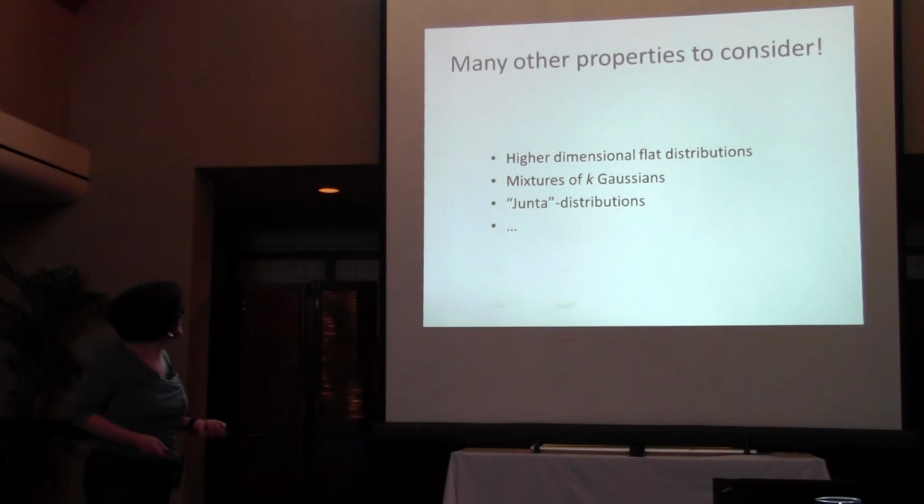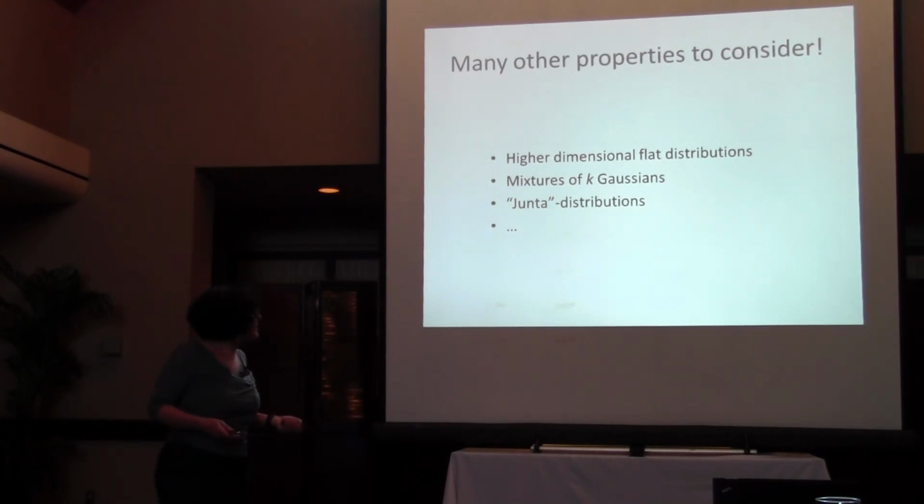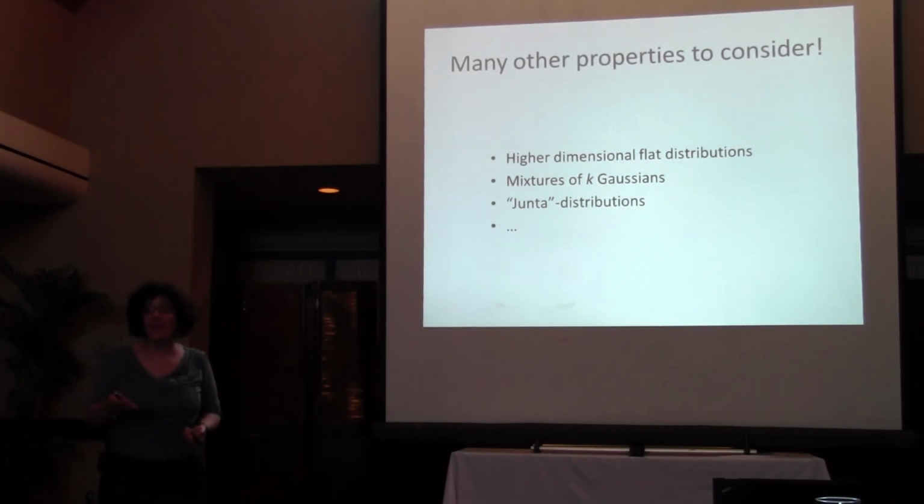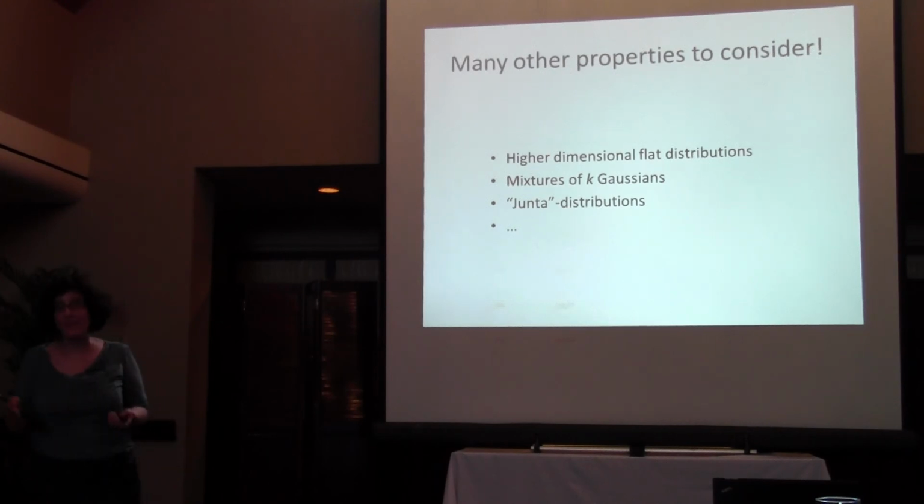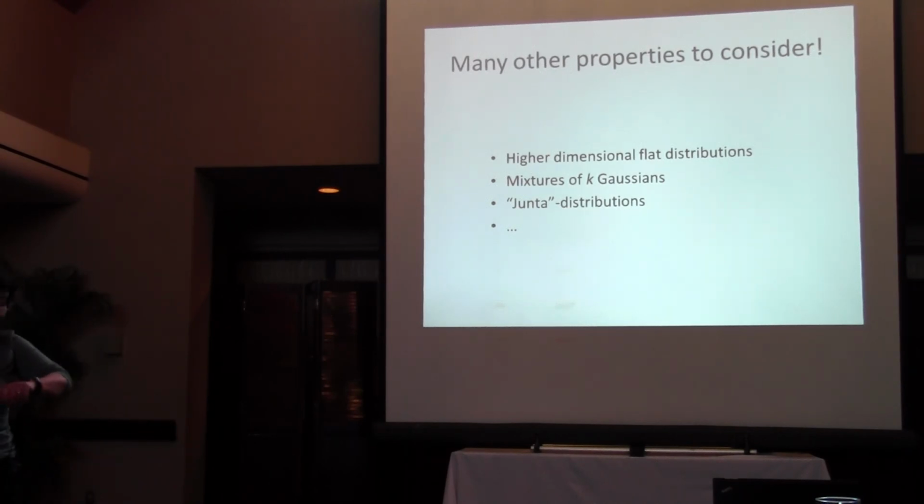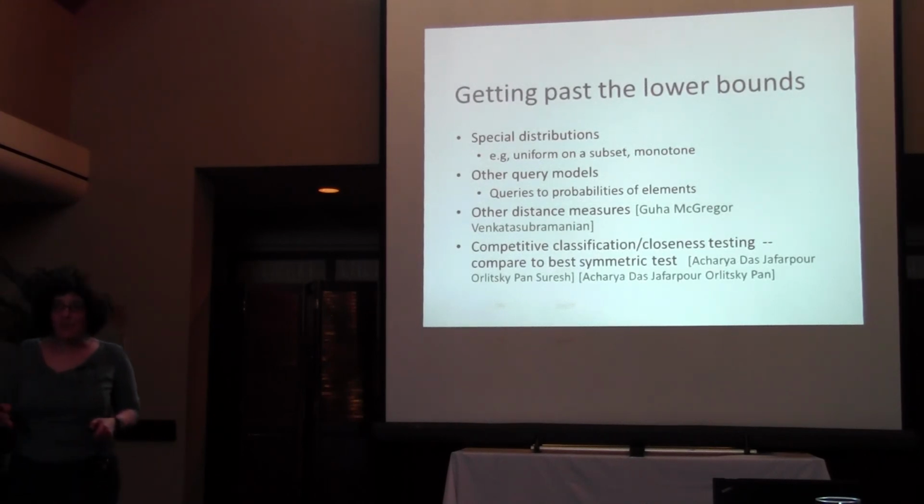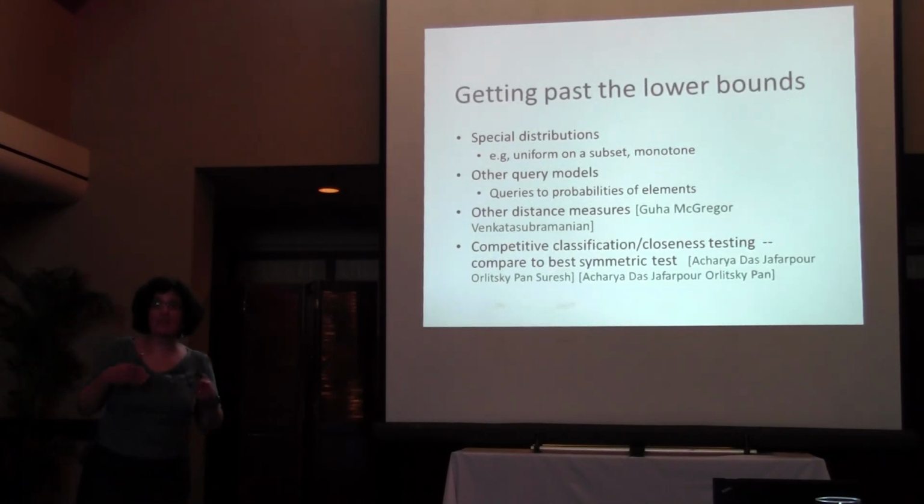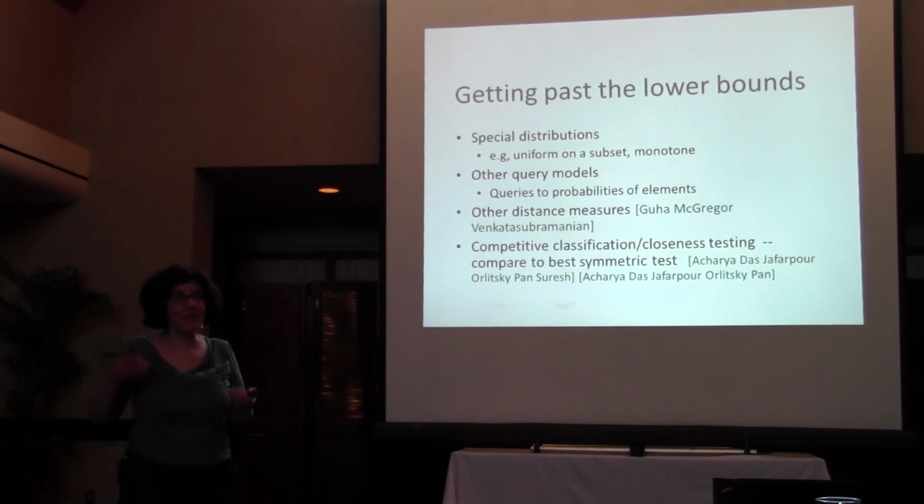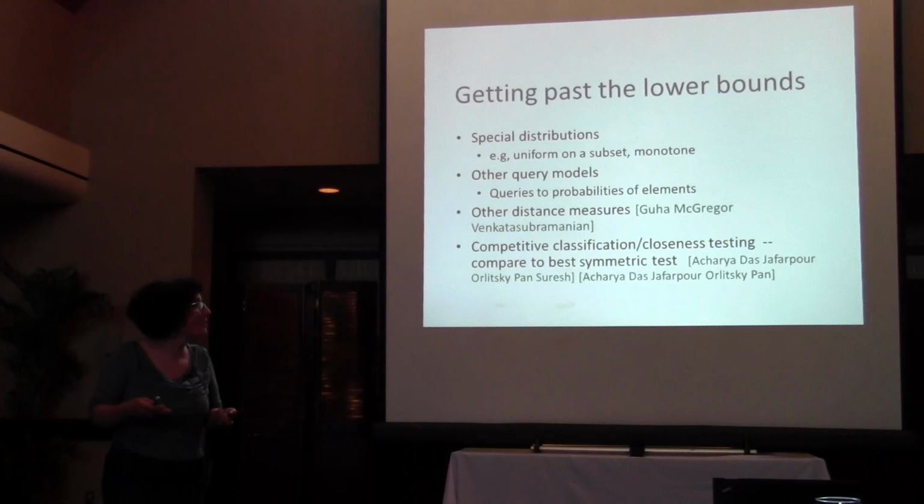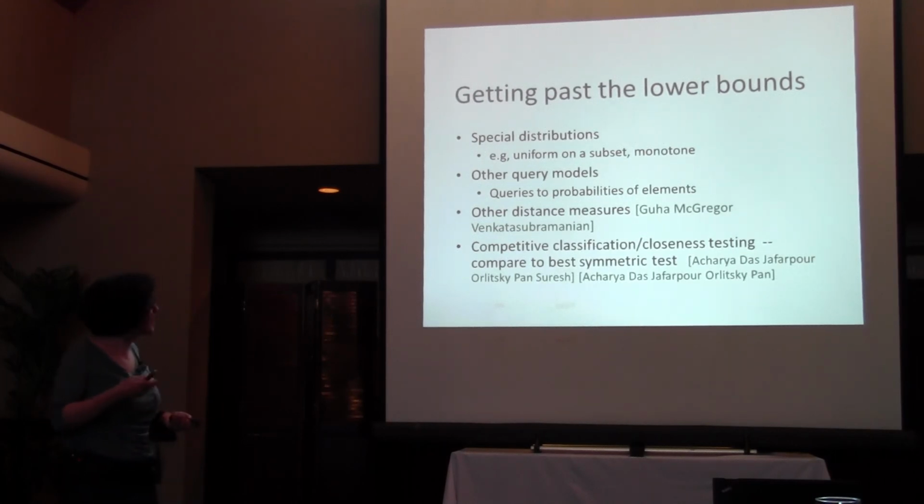There's many other problems to consider. Higher dimensional flat distributions, mixtures of k-Gaussians. There's so many properties, and I'm sure that you have even more options than I can think of at this point. There's been a lot of work at trying to get past these lower bounds, which are quite onerous sometimes. Even n over log n is better than n, but you would want to get around that if you can. People have looked at special distributions, other query models.